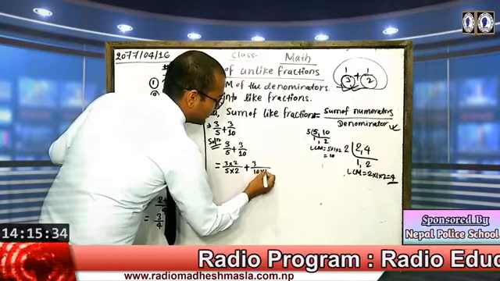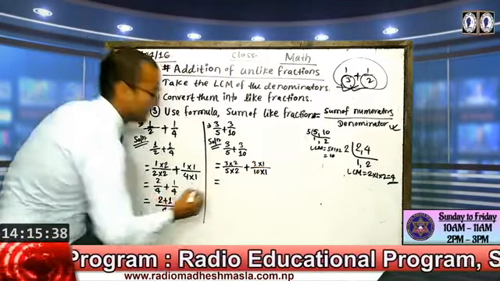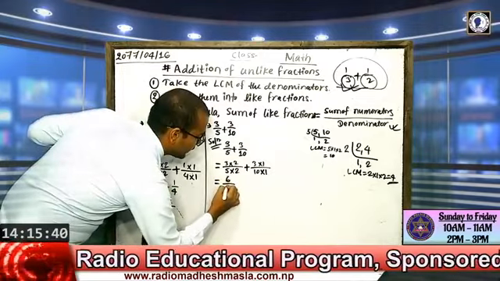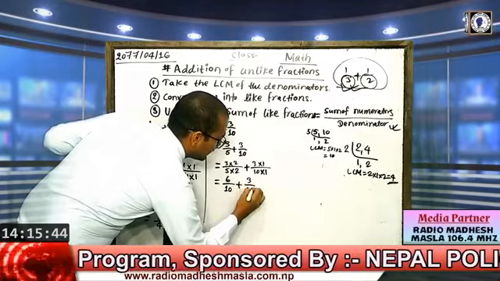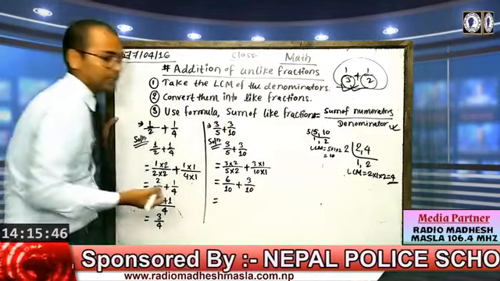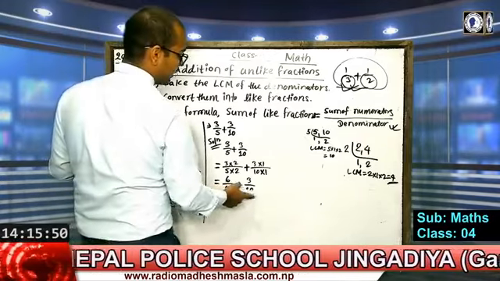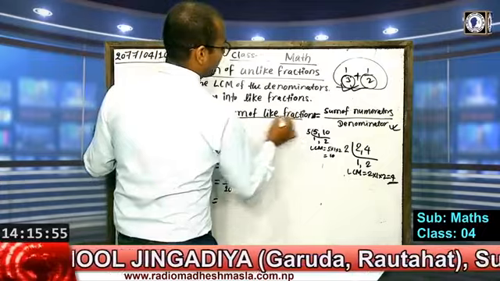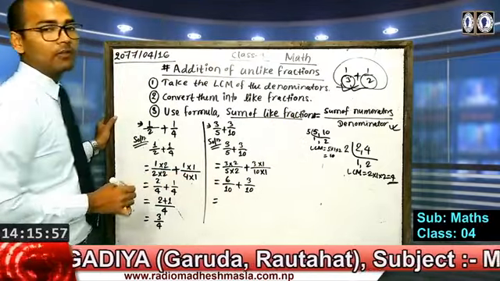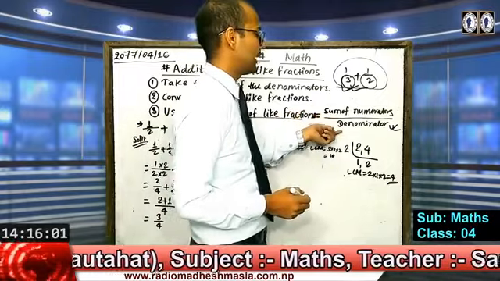So we should multiply it by 1. Then after we will get what? 2 3s are 6 by 5 2s are 10, plus 3 1s are 3 by 10 1s are 10. Yes, both the denominators are the same, so they are like fractions. So we should apply the formula for the sum of like fractions, which is the sum of numerators by the denominator.